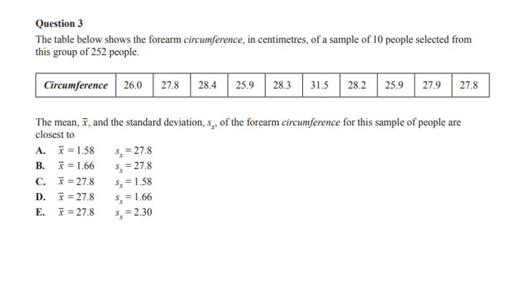Okay, so we're trying to find the mean x bar and the standard deviation Sx. Now, let's just think about this for a moment. Look, the mean is the average, what we normally think of as the average. So it can't be A and it can't be B, because the mean's not going to be 1.58 or 1.66. Obviously, you can see the mean's going to be 27.8. So all these three are the same.